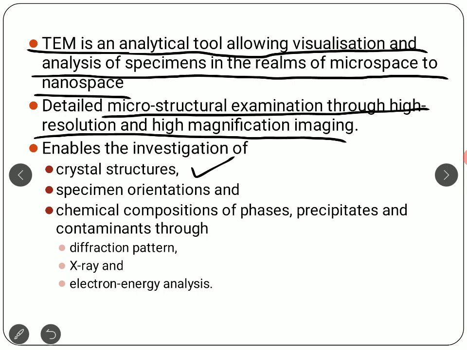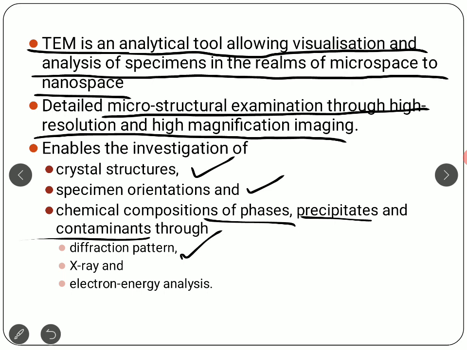So you have heard about crystal structures, the lattice points, the atomic positions and so on. These things can be understood or studied under a very powerful microscope using the electron as a source, that is, transmission electron microscopy. And then we can understand the specimen orientation, if there are some defects and so on, and then the chemical composition of the phases, the precipitates and the contaminants. If there is some kind of contaminant in the sample, that can also be studied using transmission electron microscopy. And all of this is done by knowing the diffraction pattern.